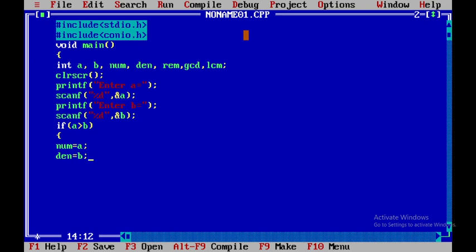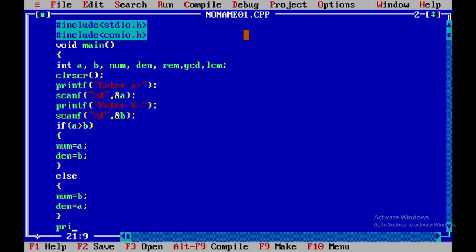And else our numerator is equal to b, and denominator is equal to a. For example, now I am going to print this so you can understand.